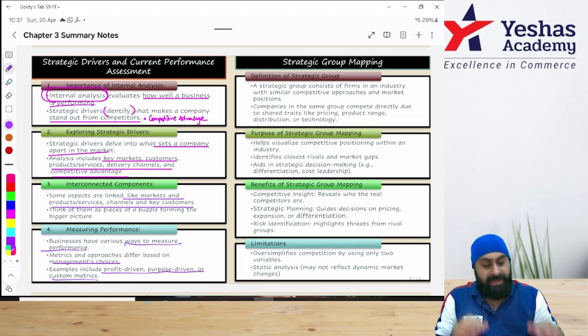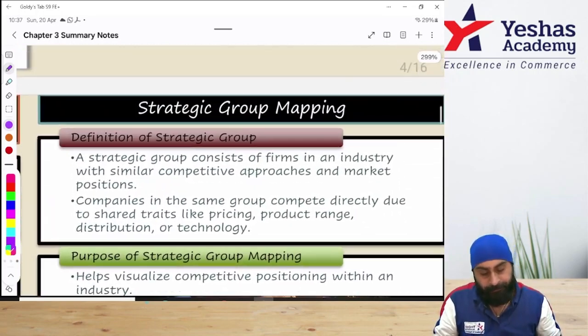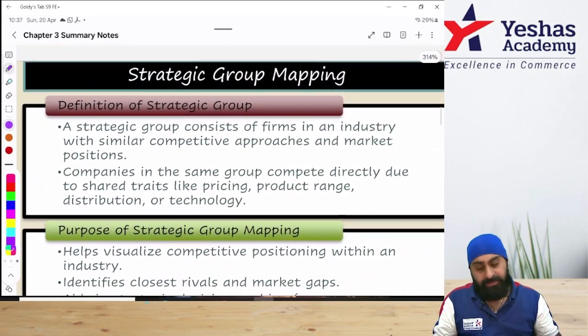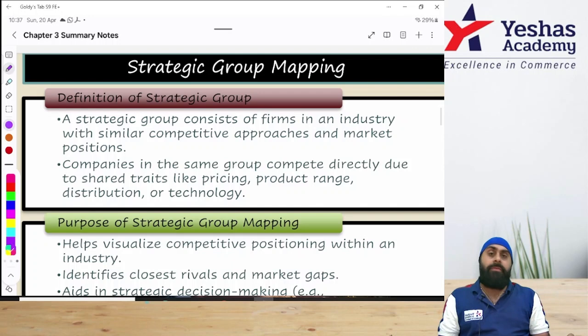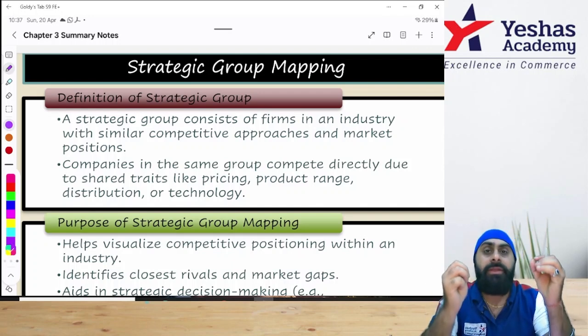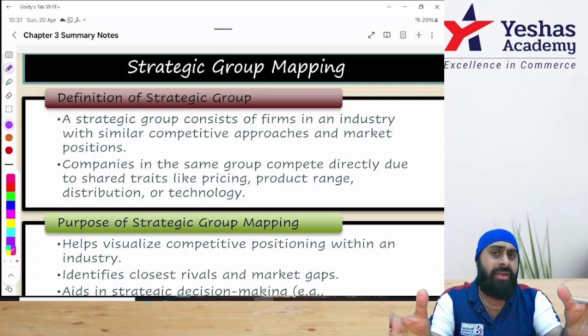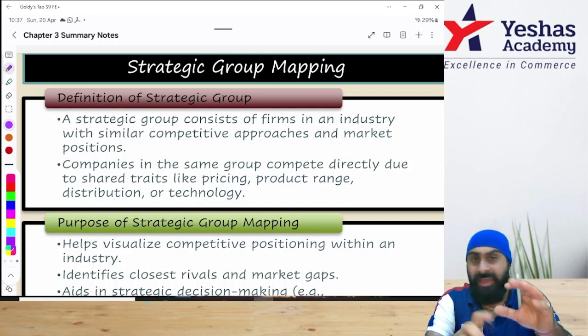So guys, next question on the list is strategic grouping and mapping. Before I start, let me just tell you what this topic is all about. The topic talks about this: if there are so many competitors in the market, is it easy to capture everybody in the market? The answer is no. You cannot capture everybody in the market.